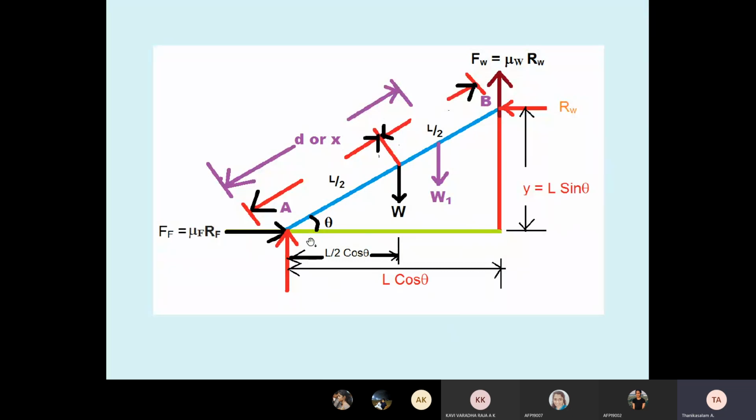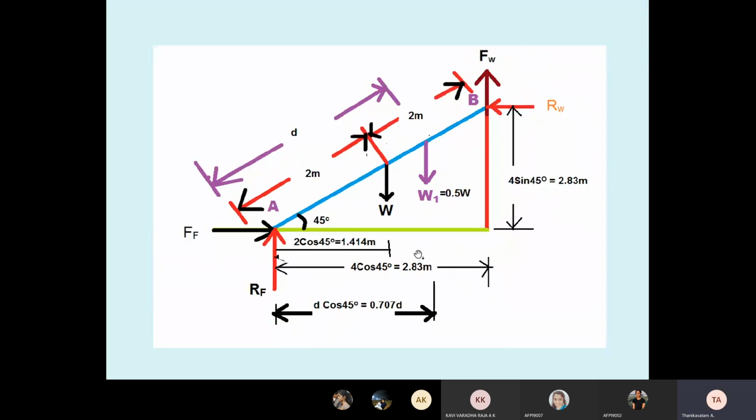Okay. Here there is no smooth wall. Understand? They did not mention a smooth wall, so friction will be there at the wall also. Therefore FW equals mu W times RW. The reaction RW acts to the left, RF vertical upward, and FF to the right. Now you have to calculate the horizontal distance: for W it is L by 2 cos theta, and for W1 it is X or D cos theta. Later I will explain everything.